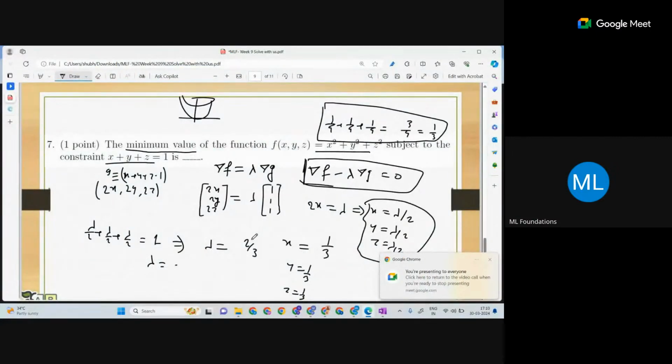Suppose we got two values of lambda. So we'll get two values of x, y, and z. We want to choose the minimum value. You can compare them, and we will say which one is minimum, and which one is going to be maximum. That will be the maximum value of the function.